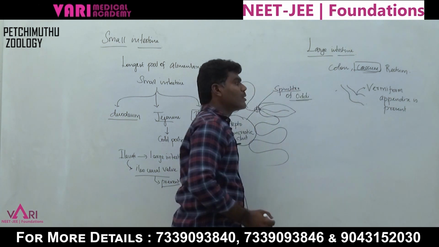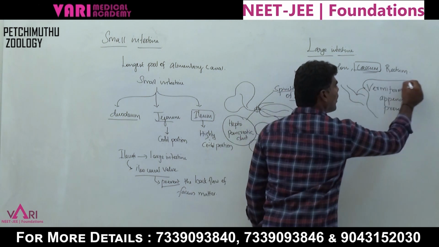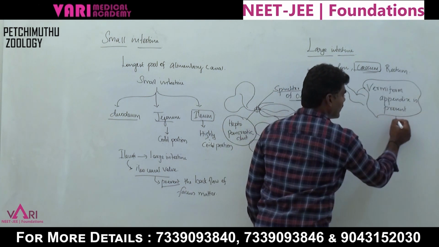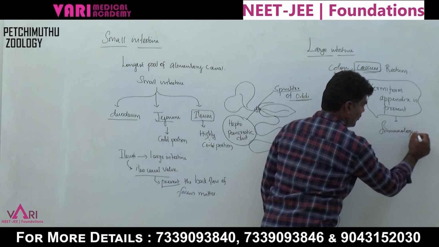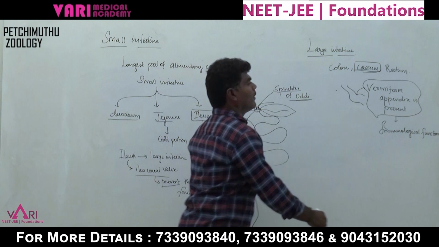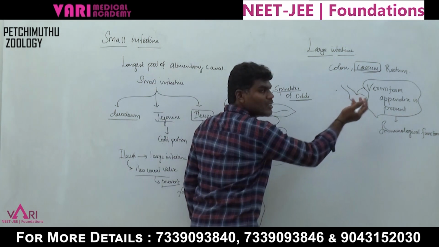It is like a tonsil. What does that mean? It acts in an immunological function. So this vermiform appendix is a vestigial organ.